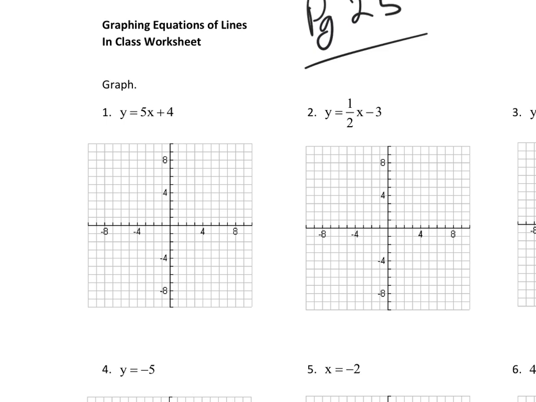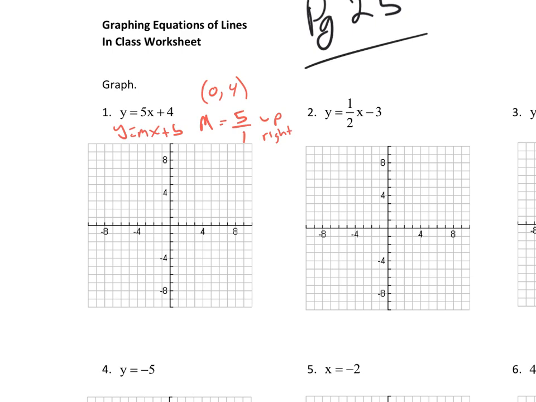So problem 1, I've got y equals 5x plus 4. You should hopefully recognize that as y equals mx plus b. That's slope-intercept form. The b part tells me that I have a y-intercept at (0, 4). And the 5, the mx, the 5 tells me that my slope is positive 5, or 5 over 1. And I think of that as 5 up and 1 right.